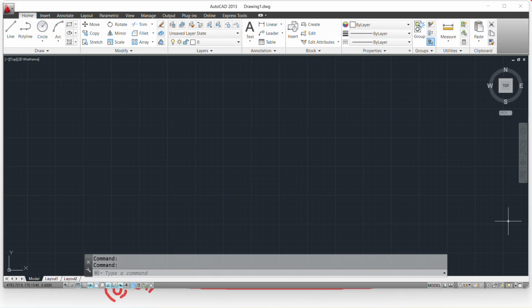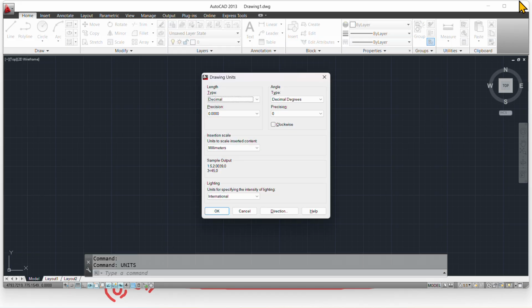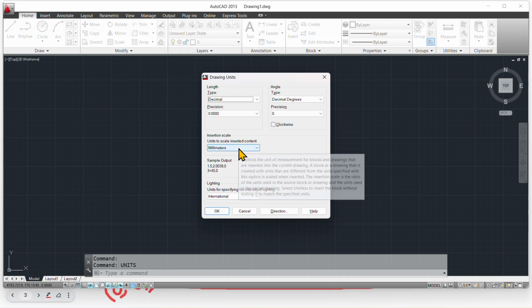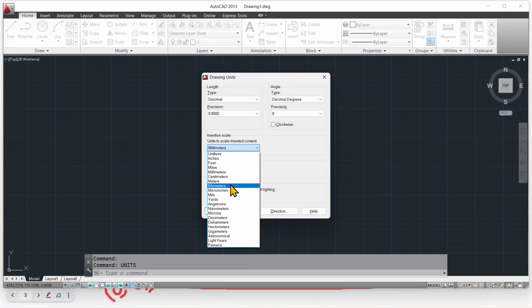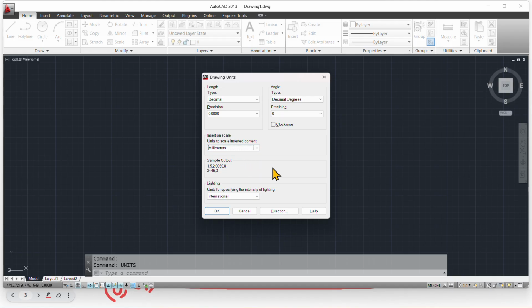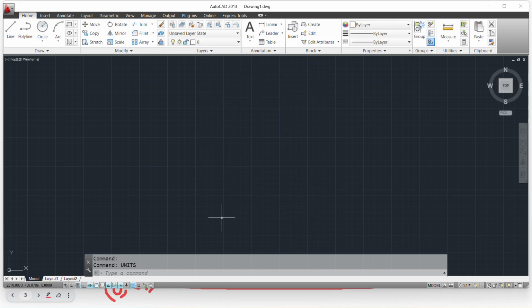We'll start with our command, which is units. So first we will change our units into millimeters. There are a lot of units available, but we'll prefer millimeters for our current diagram. So I'll click on OK. Then I will go with the next command, which is called limits.